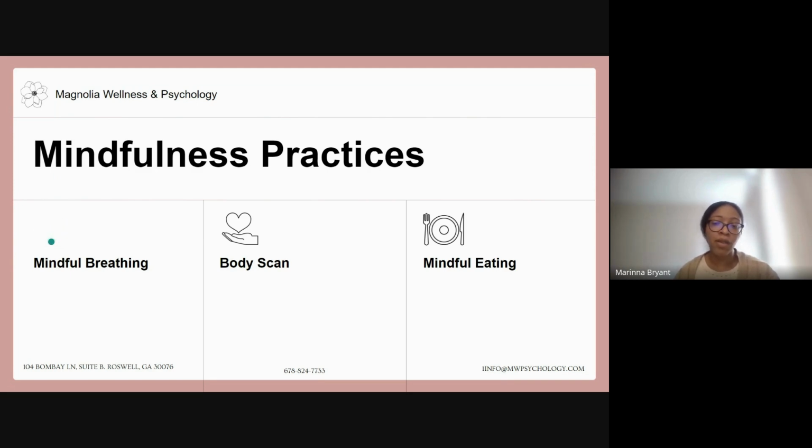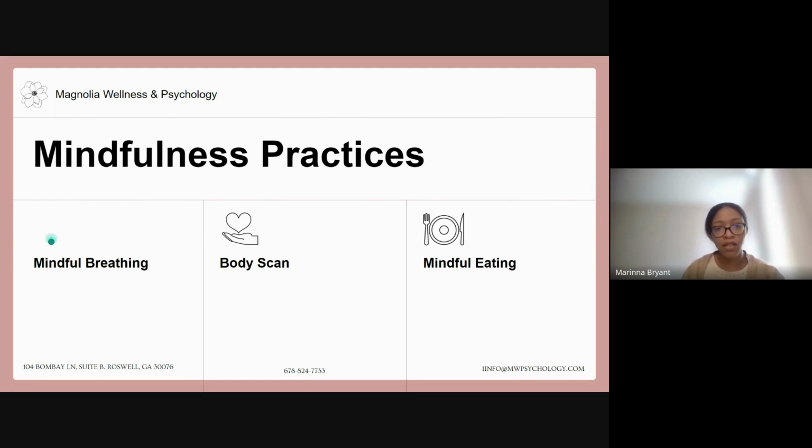And then we have mindful eating. Oh boy, I didn't include this, but mindful eating means you're just being present with what you're eating. You're eating slowly, you're sitting down, you're taking your time, you're enjoying the present moment of eating.